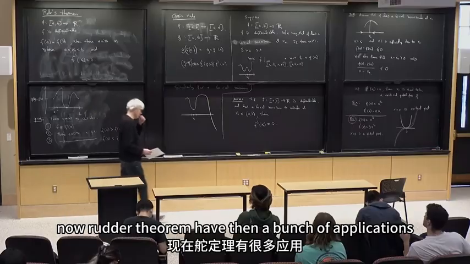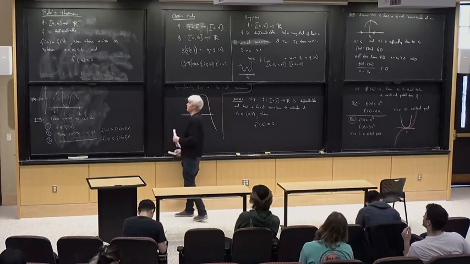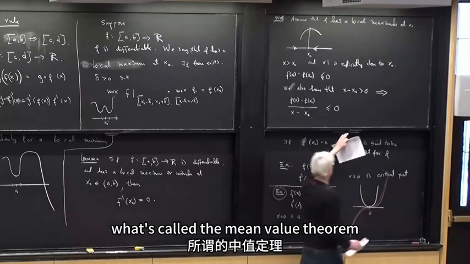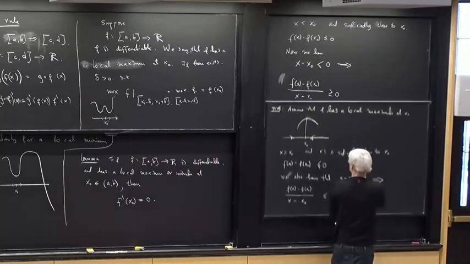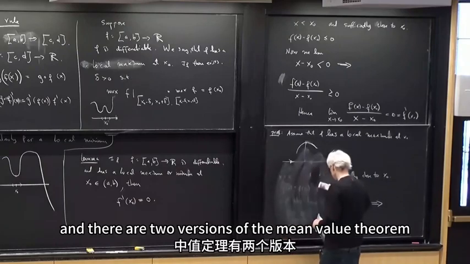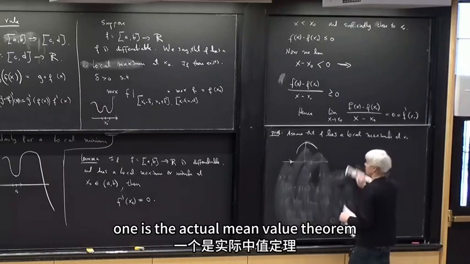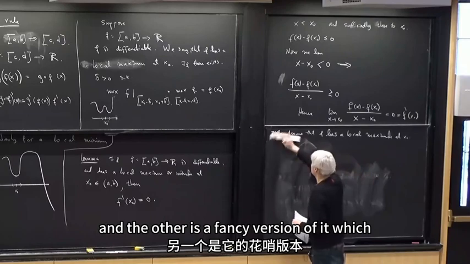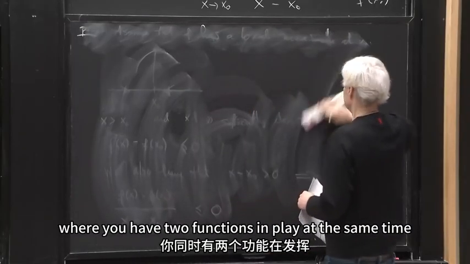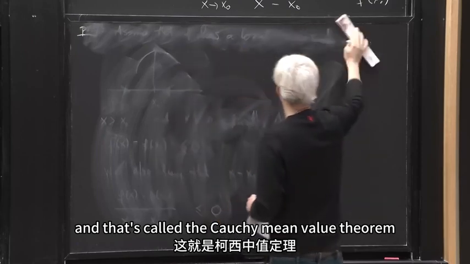Okay, now Rolle's theorem has a bunch of applications. And the first one is what's called the mean value theorem. And there are two versions of the mean value theorem. One is the actual mean value theorem, and the other is a fancy version of it, where you have two functions in play at the same time. And that's called the Cauchy mean value theorem.